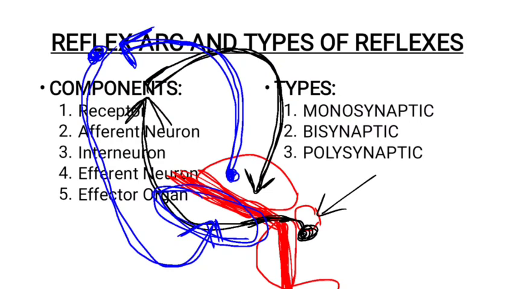Okay, and lastly, the third type of reflex we have is your polysynaptic reflex. A polysynaptic reflex has more than two afferent and efferent neurons. One example is your flexor withdrawal reflex. I don't know if you've heard of this, but let me just give you a brief overview of what your flexor withdrawal reflex is.